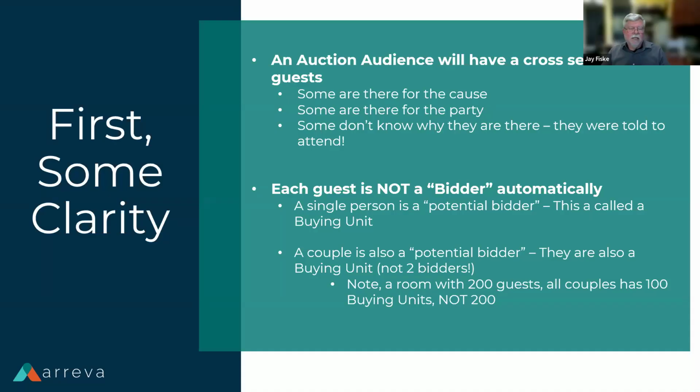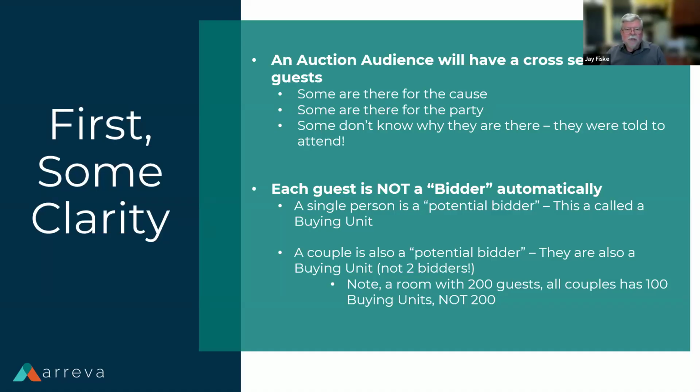As we get into this a little deeper, we're going to talk about how you can use that to your advantage. Also, don't think of each guest as a bidder. They're not automatically a bidder. A single person in the room is a potential bidder, and we call that person a buying unit. But a couple that comes to your event is also a potential bidder, and they typically don't bid against each other.